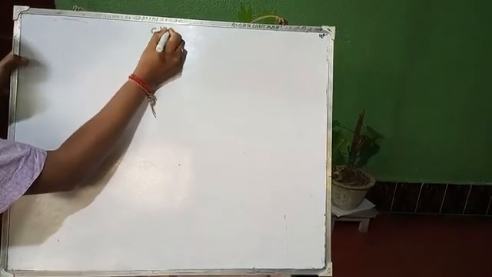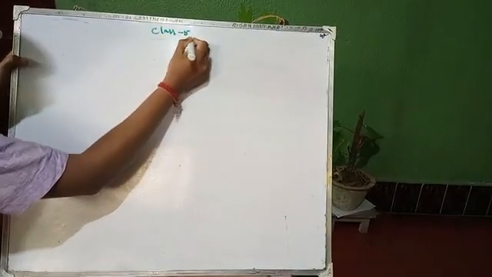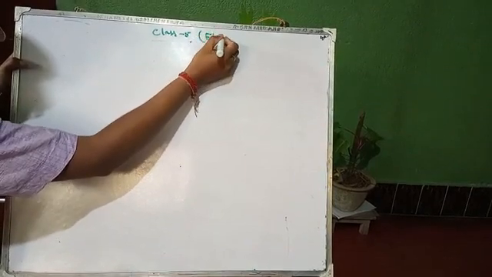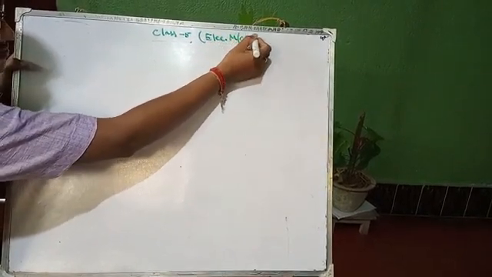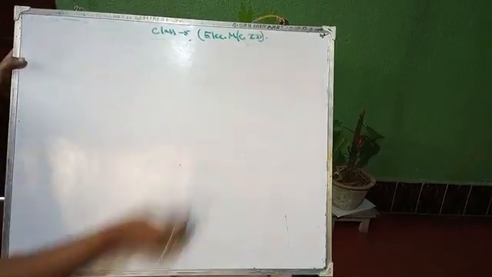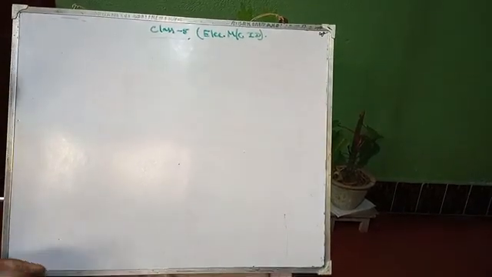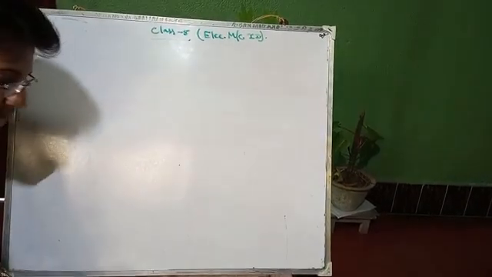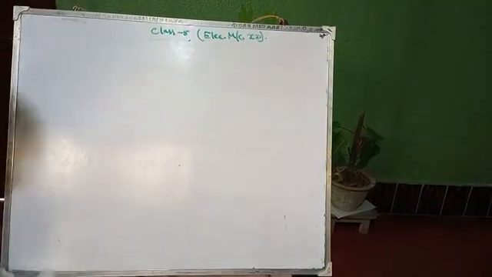Hello everyone. Today is class number 5 for Electrical Machine 2. Okay. So last day I discussed the distribution factor and the coil span factor, that is Kc and Kd.